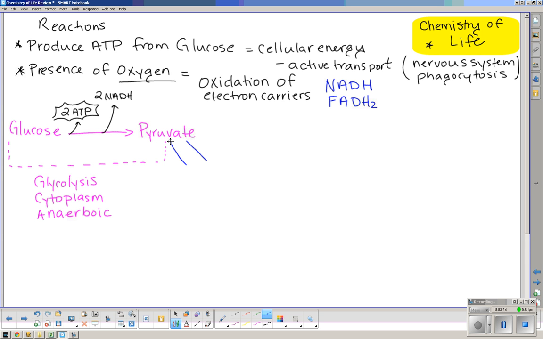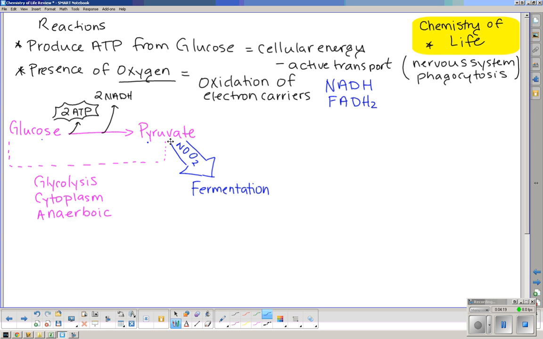If there is no oxygen present, so in an anaerobic condition, this is a different pathway. This pathway is called fermentation. Fermentation happens in different organisms differently. We could have alcoholic fermentation that occurs in yeast. We could have fermentation that occurs in mussels, and that's lactic acid fermentation. So from glucose to pyruvate is glycolysis.